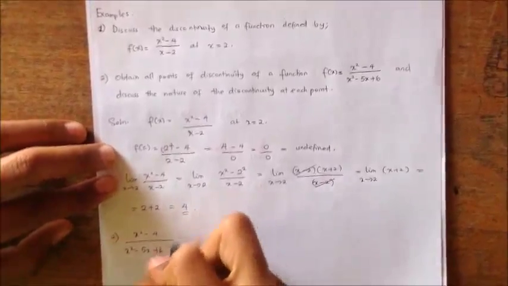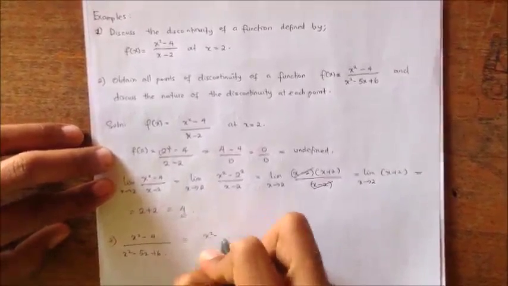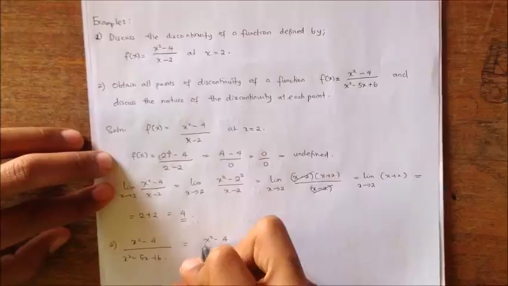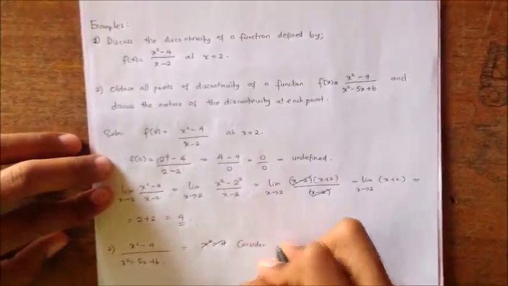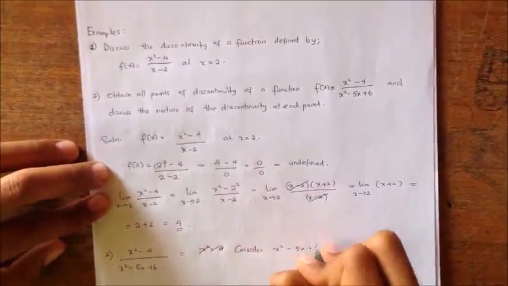So let me consider the denominator only. So I'll consider x squared minus 5x plus 6.